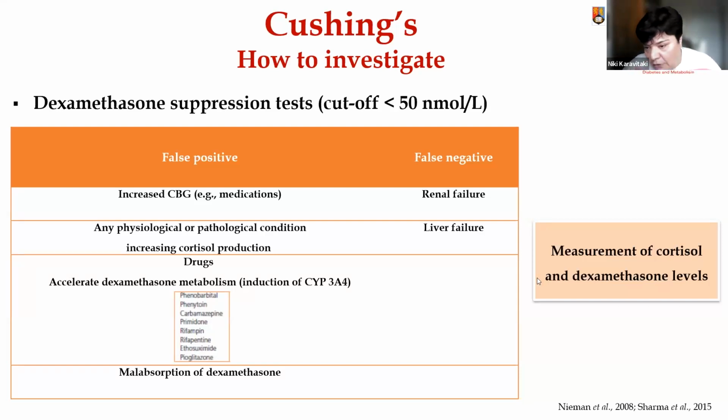And this is why nowadays we measure more and more the dexamethasone levels after the dexamethasone, especially an overnight dexamethasone suppression test, and we see if the levels were good enough to make the test valid. False negative we can see in kidney or liver failure.